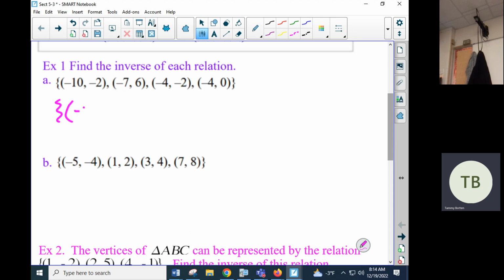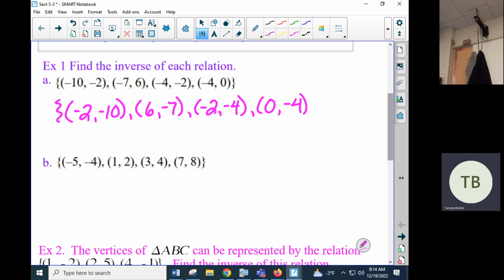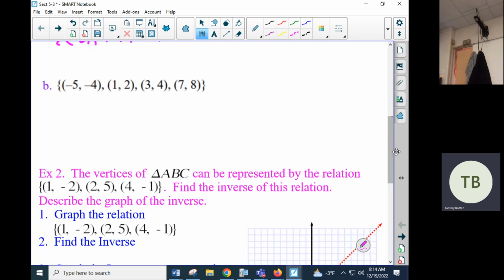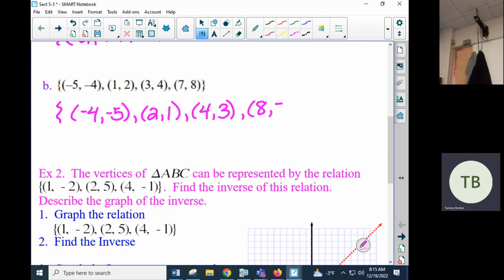So this would become -2, -10. This would become 6, -7. This would become -2, -4. And then this, when you switch it, would be 0, -4. So this type of question is pretty easy. So again, all we would do is switch our X and our Y. And the last one would be 8, 7, and that would be our answer.